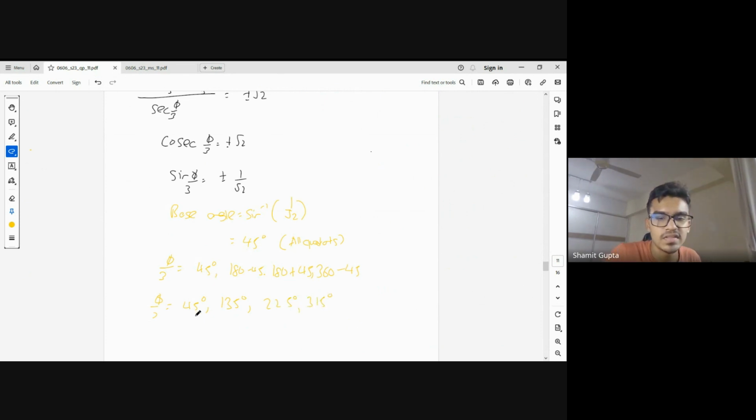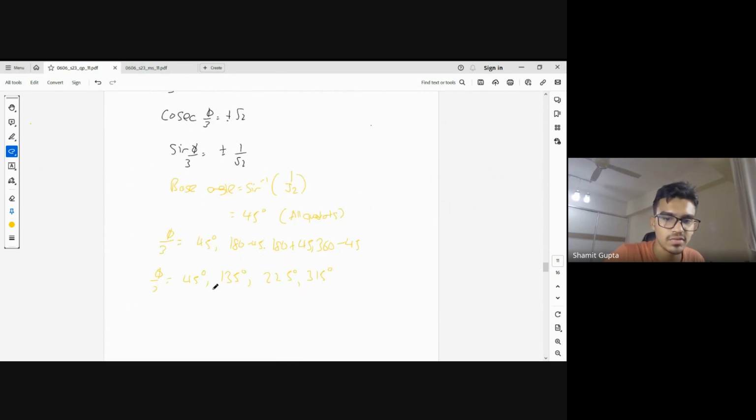Okay, but here's the thing. These two are in our domain of phi over 3, 180 to negative 180. These two are not. But we can minus 360 from them. So you can do 225 minus 360 and 315 minus 360. They will be in the domain. So you'll get phi over 3 is equal to 45 degrees, 135 degrees, negative 135 degrees, negative 45 degrees, and these two you reject because they're not in the domain, right?